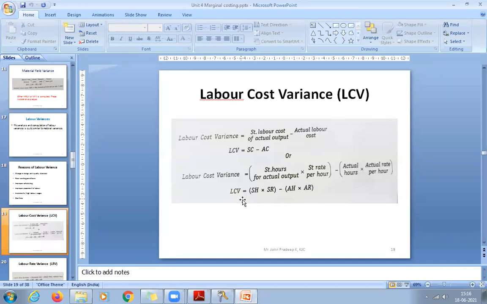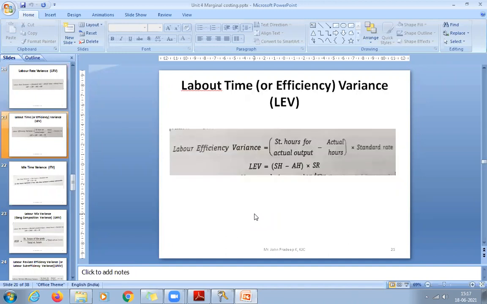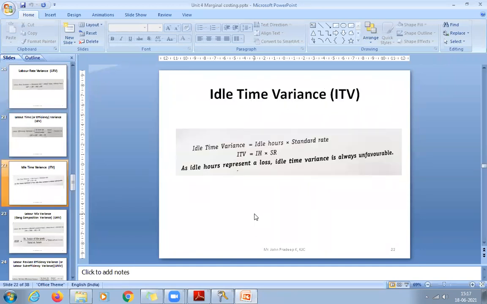So the labor cost variance will be standard cost minus actual cost, and then labor rate variance will be standard rate minus actual rate into actual hours. Earlier in the material we had actual quantity, now it will be actual hours. Similarly, efficiency variance: standard hours minus actual hours into standard rate. And idle time variance will be idle hours, that means the time when the employees are not working, that's idle time, into standard rate.